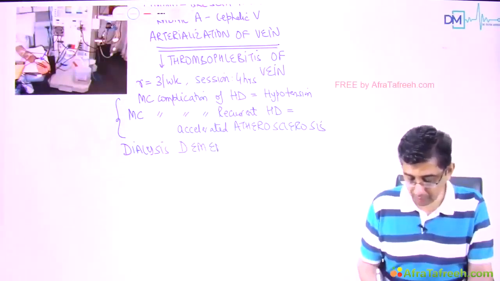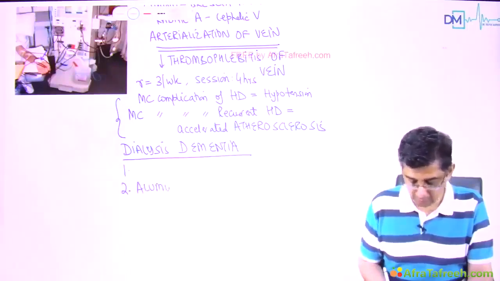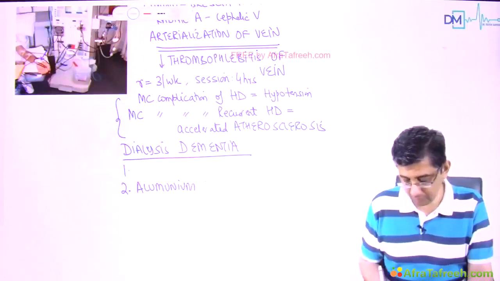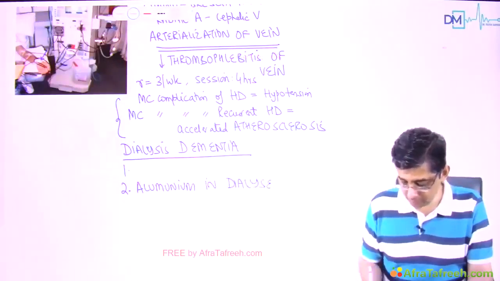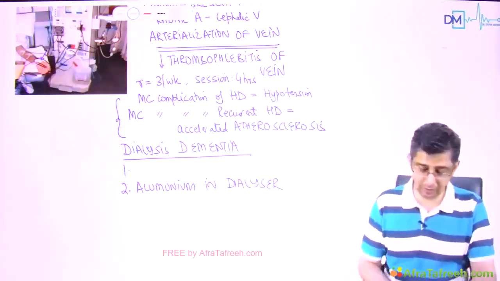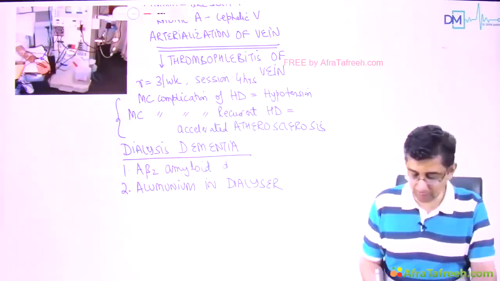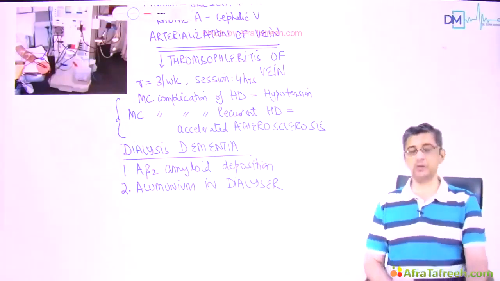There are two reasons for dialysis dementia. One is the presence of aluminum in the dialyzer fluid. Now, with improvement in technology, the aluminum in the dialyzer has become relatively lesser. So, though this is given in books and older MCQs, I've just discussed that with you. The major reason for dialysis dementia would obviously be deposition of A-beta-2 amyloid, and this A-beta-2 amyloid deposition will predispose to development of dialysis dementia.